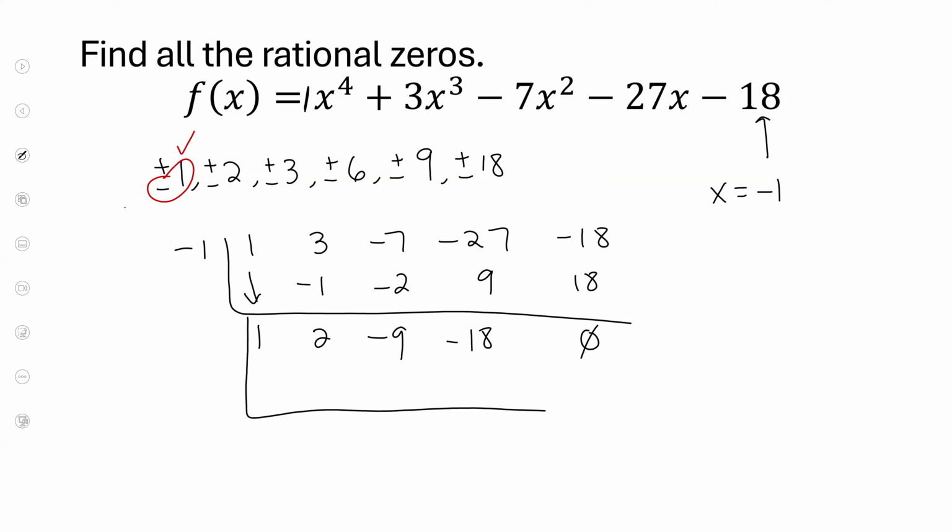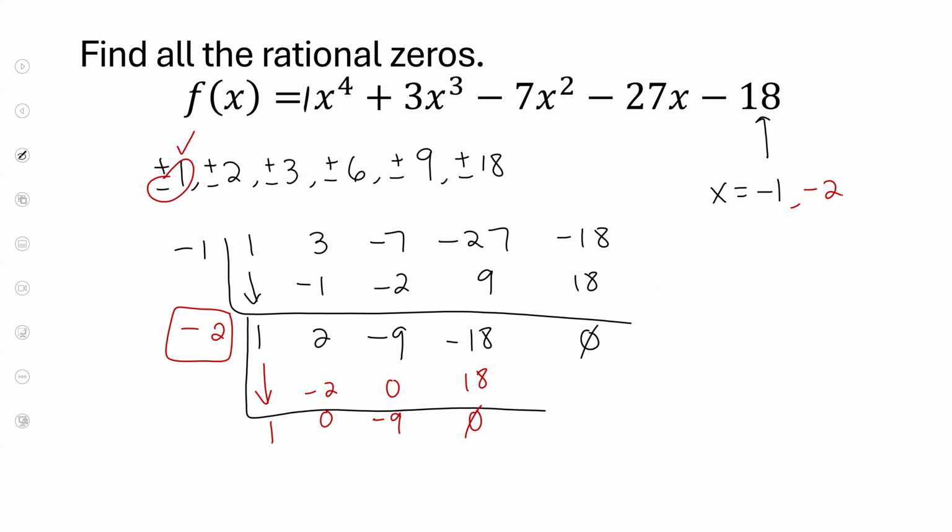So let's do 2. Let's see if that works. 1, 2, 4, 8, -1, -2, -20. That did not work. Let's try -2. 1, -2, 0, 0, -9, 18. That worked. So that means -2 is also a solution. So I'll add that over here.